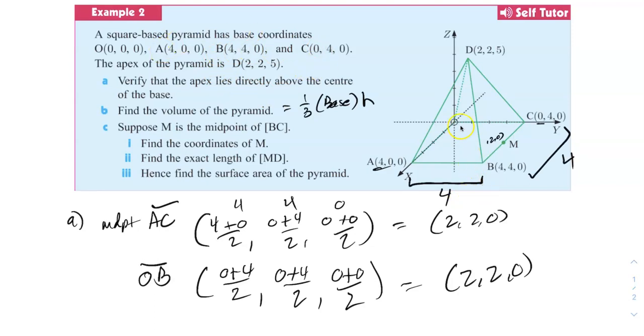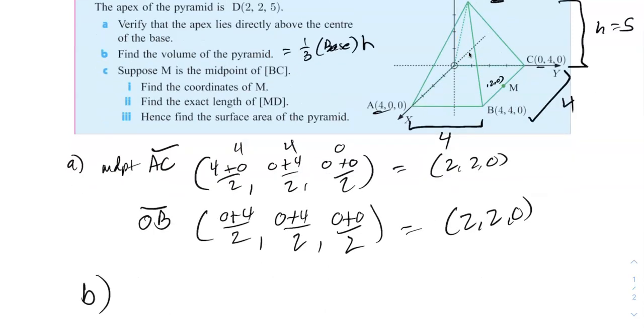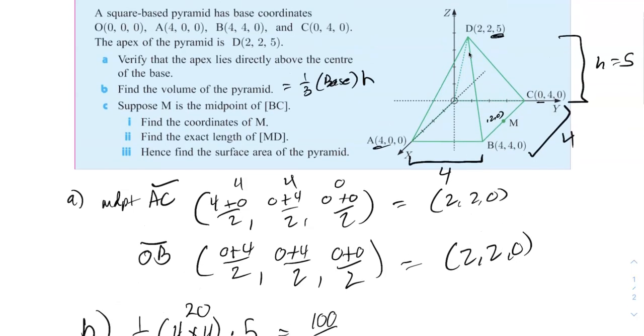The height? Well, this ground here is 0. You can tell by all the zeros on my z's here. And what's the height here? 5. So my height is 5. So I have everything I need for B. To find the volume, it's going to be 1/3 area of the base, which is 4 times 4 because it's a square, times 5. So I'm going to get 20 times 5, which is 100, so 100 over 3. What is it? No units? Okay, no units.